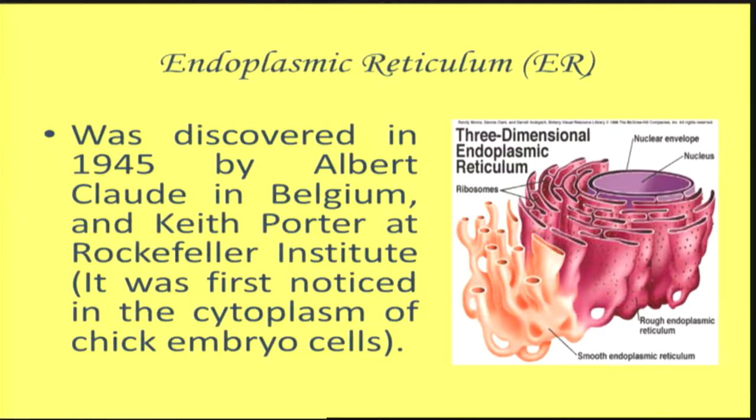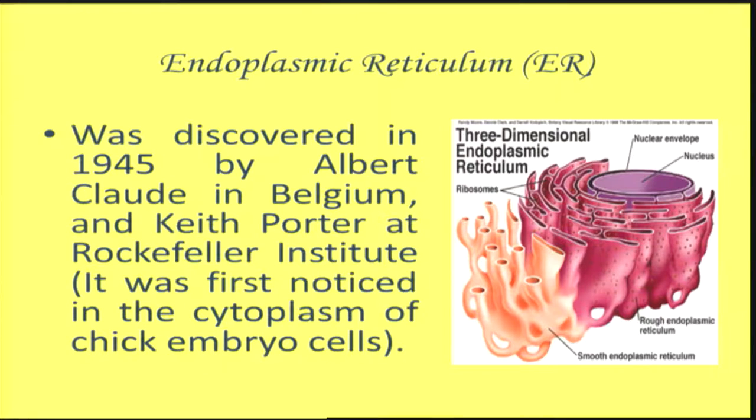Now, further, another important organelle is the endoplasmic reticulum, often abbreviated as ER. It was first discovered in the year 1945 by Albert Claude in Belgium and Keith Porter at the Rockefeller Institute. It was first noticed in the cytoplasm of the chick embryo cell. On the right side, you are observing a three-dimensional endoplasmic reticulum structure having a nuclear envelope, nucleus, rough endoplasmic reticulum, and smooth endoplasmic reticulum.